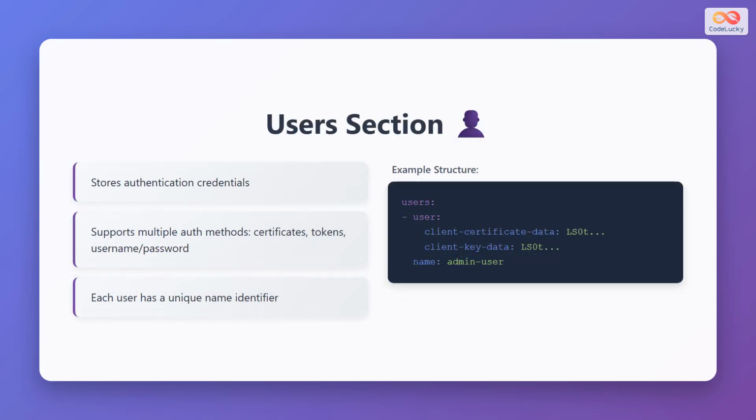The users section stores authentication credentials that identify who is connecting to the cluster. Kubernetes supports multiple authentication methods, including client certificates, bearer tokens, and username-password combinations. Each user entry has a unique name identifier, and the credentials can vary depending on your security requirements. In the example shown, we see a user authenticated with client certificate data and client key data, which is one of the most common and secure authentication methods.